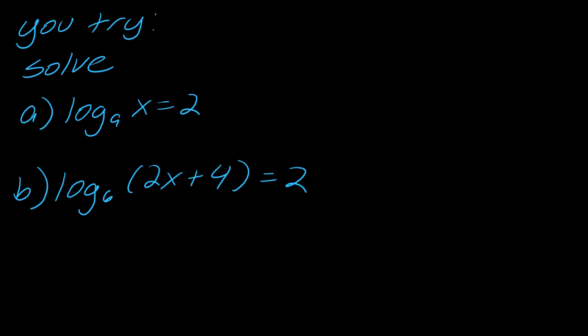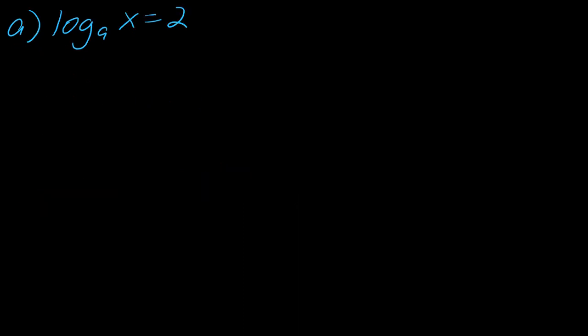Okay, so I have two more here for you if you just want to give this a try. You can pause the video and then hit play when you're ready. So for this first one, this is going to be 9 to the second equals x. So once you do that, you're basically good to go, right? So this is just x equals 81. So that one's nice and straightforward.